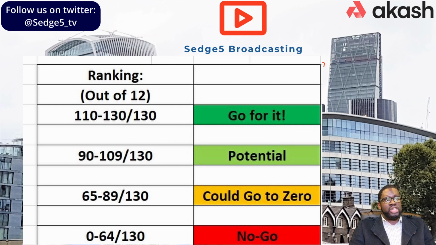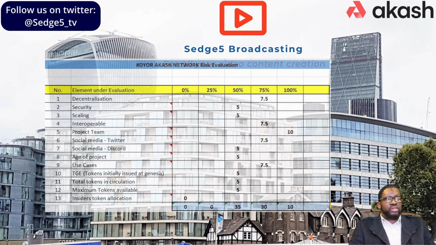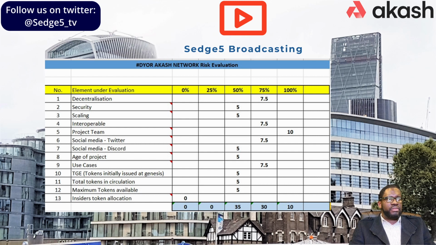Now, how did Akash Network perform? Let's wait and find out. On decentralization, we gave Akash Network 7.5 points out of 10. On security, 5 points out of 10. On scaling, 5 points out of 10. Interoperability, 7.5 points out of 10. On project team, it's 10 points out of 10 because any team with a size above 40 team members will give maximum points. Social media via Twitter, 7.5 points out of 10. Social media via Discord, 5 points out of 10. Age of the project, 5 points out of 10.